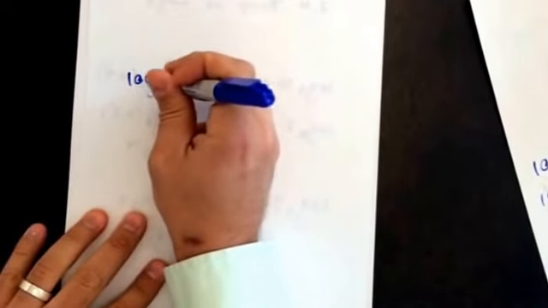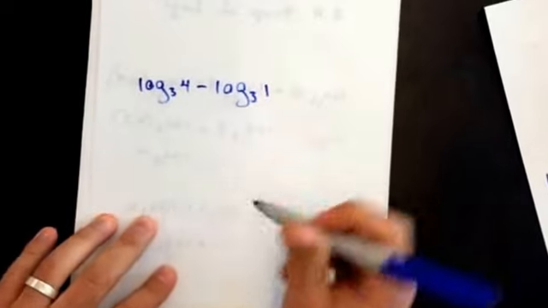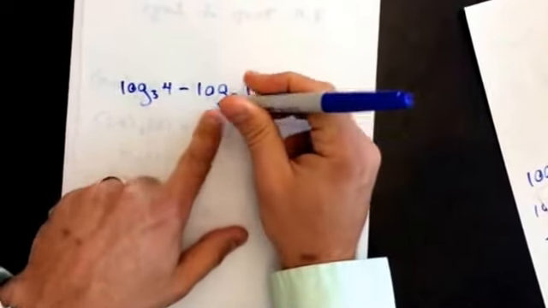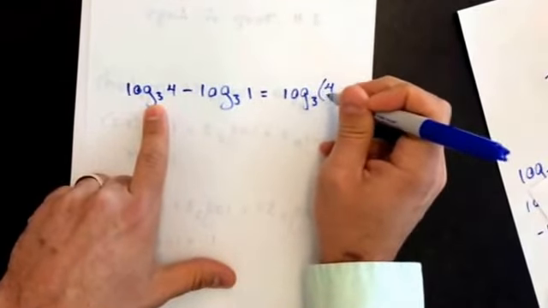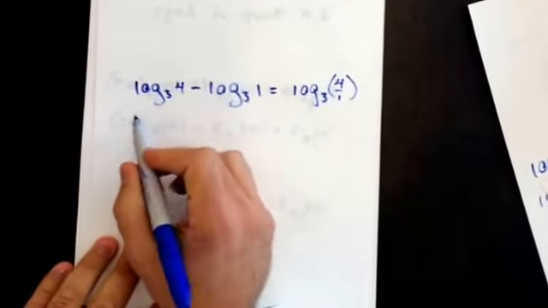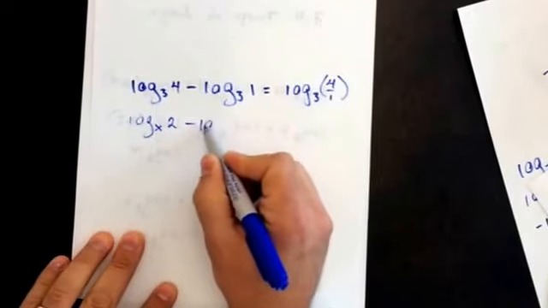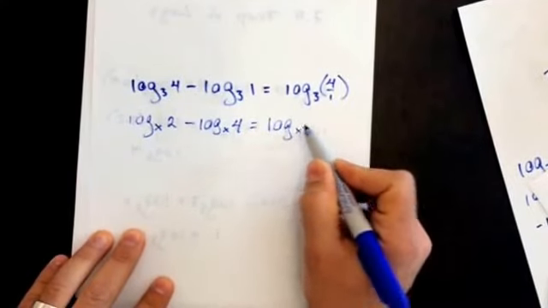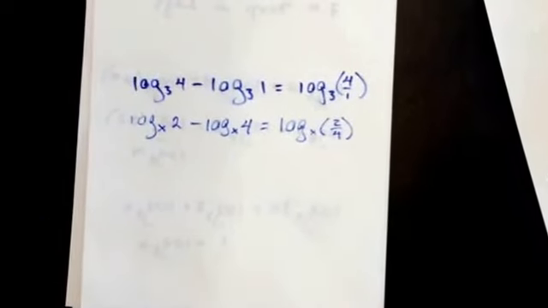Now if addition gave me multiplication, using your brain, what do you think subtraction is going to do? Oh, that's exactly right. It's going to be division. So if I have the log base 3 of 4 minus the log base 3 of 1, remember they have to be the same base, it's going to be the log base 3 of 4 divided by 1. Log base x of 2 minus log base x of 4 is going to equal the log base x of 2 over 4.